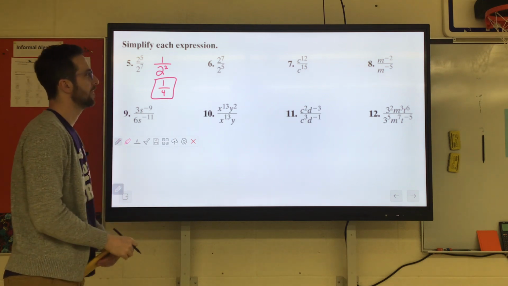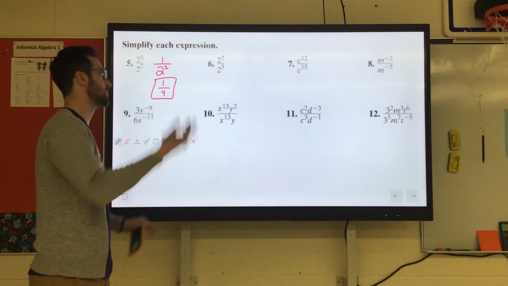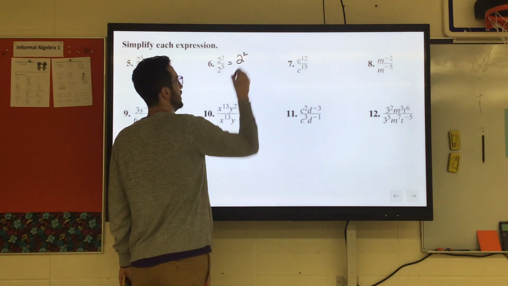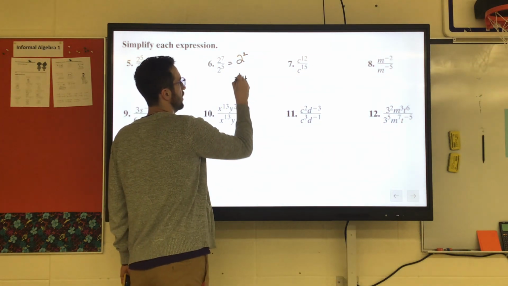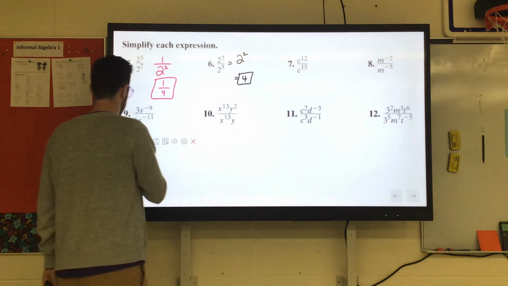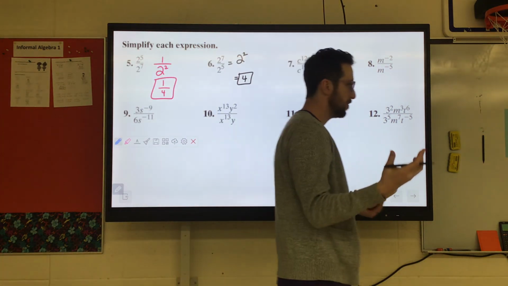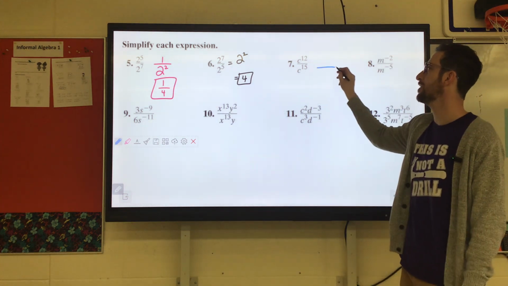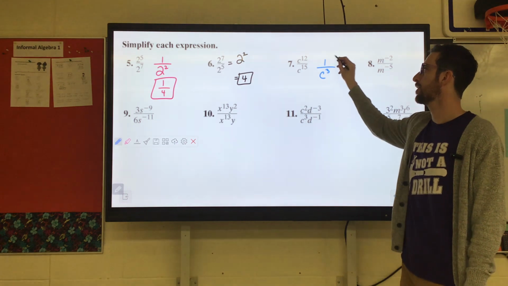All right. This one's basically the same thing except the reciprocal. So there's more 2's up top. If you subtract them, you get 2. 2 to the second is just 4. Number 7. Are there more on top or more on the bottom? There's more on the bottom, so that's where they're going to end up. If you do 15 minus 12, you get 3.